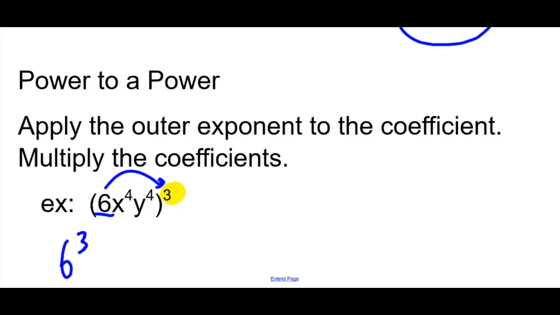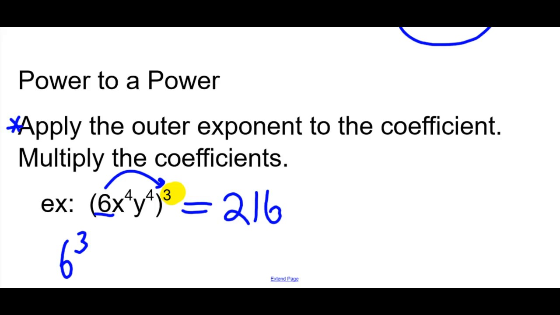6 to the 3rd power is 6 times 6, which is 36, times 6 again, which is 218, I believe. 36 times 6 is 216. So our answer is 216.